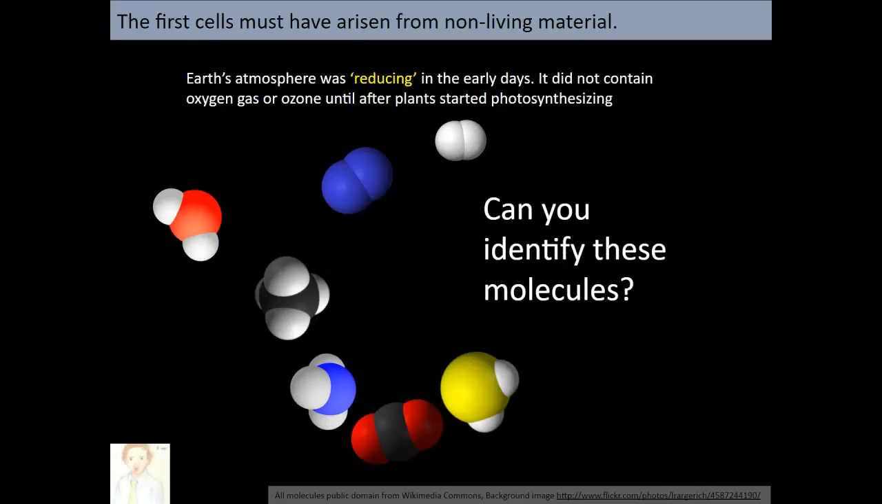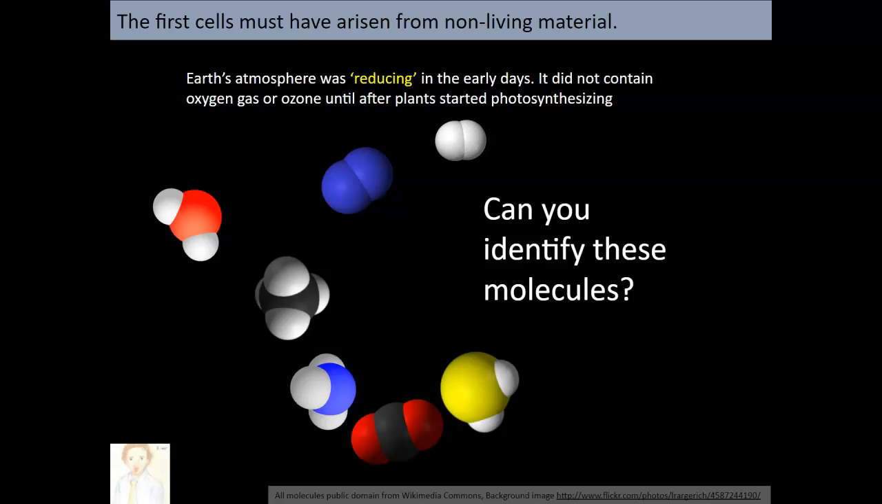Earth's early atmosphere was very different than it is today. Earth's early atmosphere was considered reducing in the early stages. It did not contain any oxygen gas, and it did not contain any ozone. None of these gases started to really develop in high concentrations until plants started photosynthesizing. And once we had plants, that's when the concentrations of these particular molecules increased greatly, allowing for different niches that are more similar to what we have going on today.